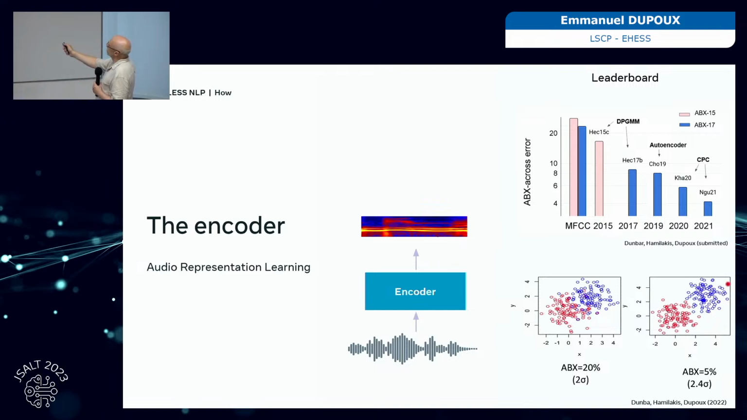To give you an idea of what it represents, for a 20% ABX score, imagine you have two categories. These are just randomly sampled Gaussians in 2D, just to give you an example. But imagine that you don't have the colors, and how many clusters would there be? It would be very difficult to tell. But if you have a 5% ABX, then you can basically cluster by just looking at the data. So that's how good the models are now. This one is a HuBERT model.